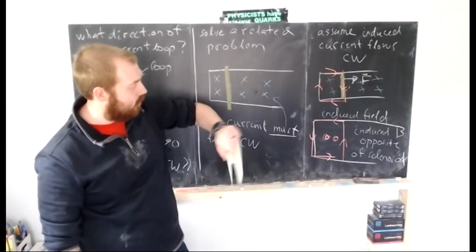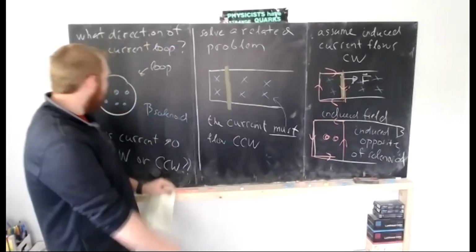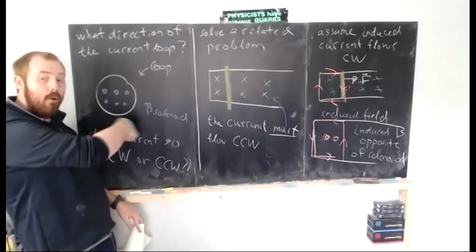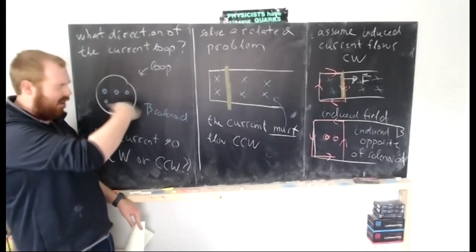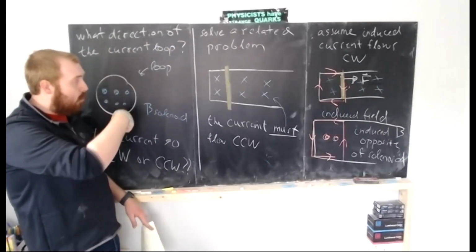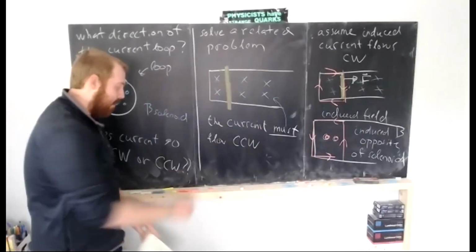All right, so I think this is a good breaking point. Next time we'll come back to the loop. What's the direction of the current in the loop? And we'll introduce what we call Lenz's law and formalize what we just set up by example.